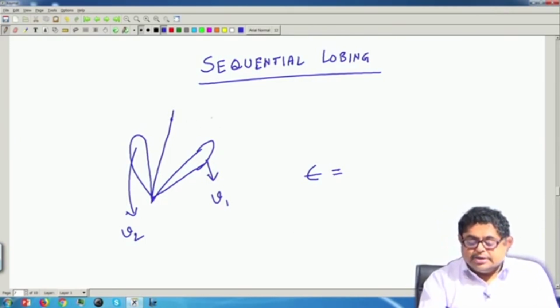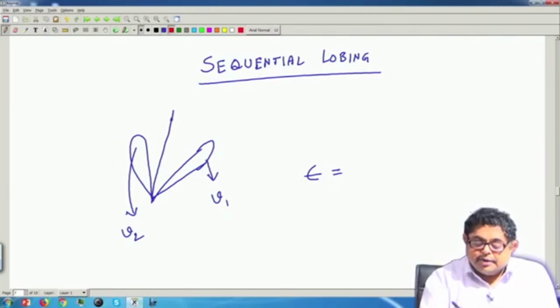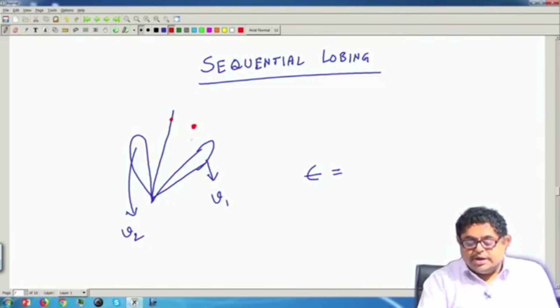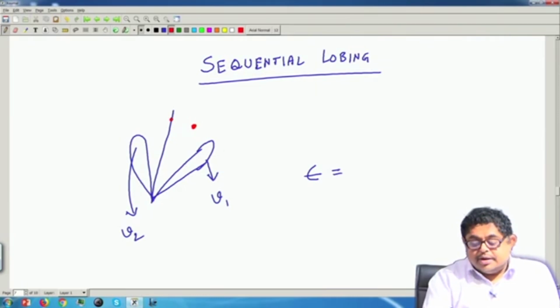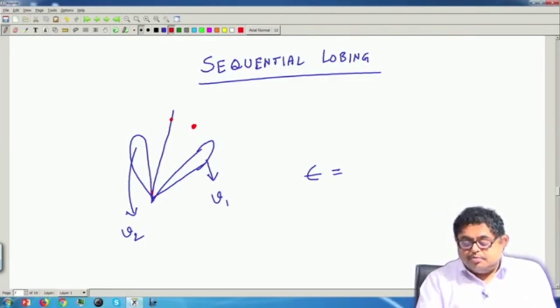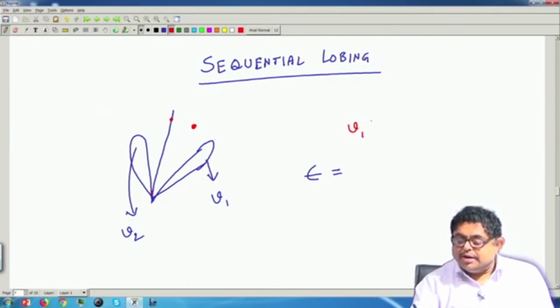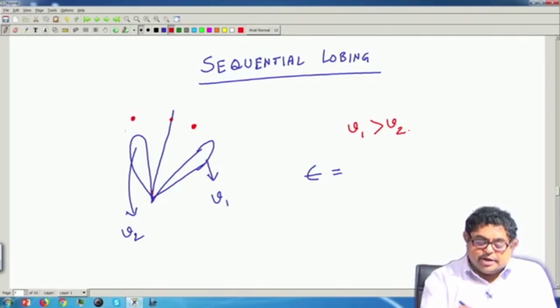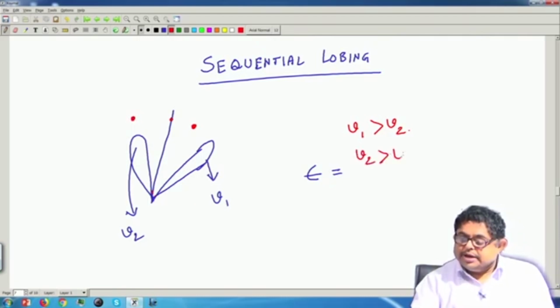Now, suppose the target is here instead. This is a polar diagram, remember. The return from this beam has more compared to that because its radiation is falling. So, V1 will be larger if it is here. If the target is in this coordinate, then V1 will be larger than V2, whereas if the target is here, then V2 will be larger than V1.